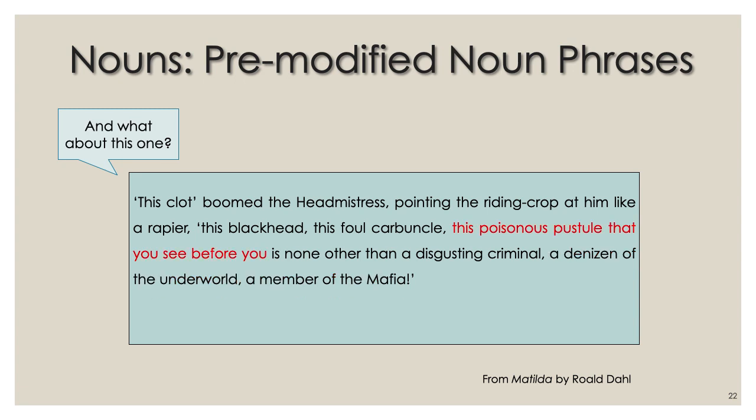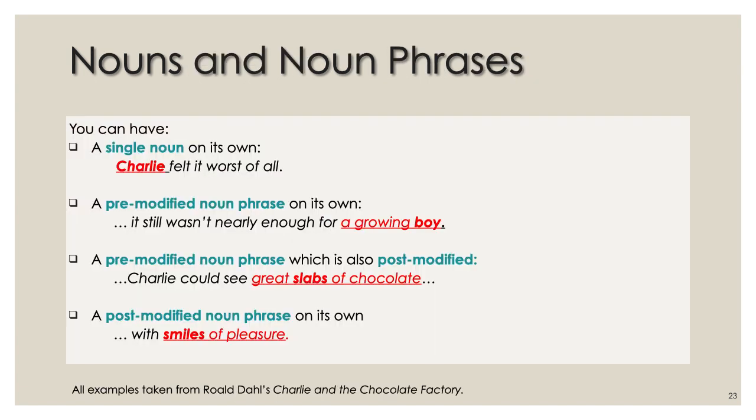This one, this poisonous pustule that you see before you, is another example of a unit of meaning that seems to go together, but it's got that you see before you after that pre-modified noun phrase. I hope at this point that you feel reasonably confident with that idea of the pre-modified noun phrases. So I just want to move that subject on a little bit.